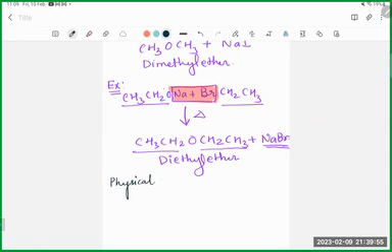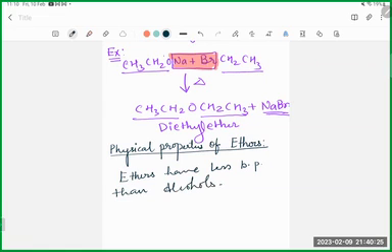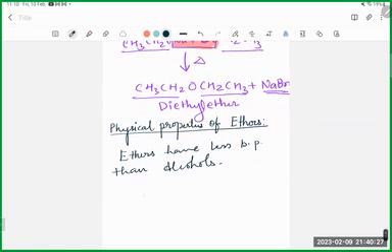Physical properties of ethers. So same thing, boiling points and solubility we do over here. So ethers have less boiling point than alcohols. Okay. Why is that so? Because, look here at the structure of ether, R-O-R.